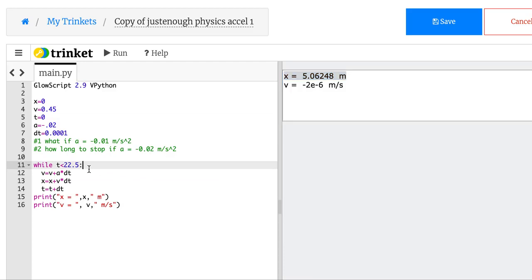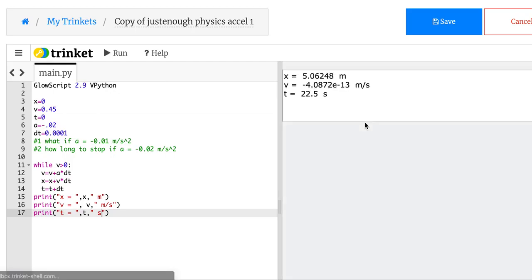You're like, that's not cool, I want to do it the cool way. Well, what about this? While v is greater than 0. And then let's print out the time too. Check that out. Time, 22.5 seconds. Final velocity, 0. Distance, same.